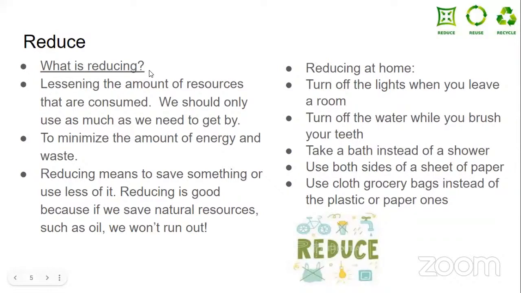So first is reduce. What is reducing actually? By the terminology, you must all be aware of what reducing is. It is lessening the amount of resources that are being consumed. Whatever the resource we require for any activity, whether domestic, industrial or administrative, it is to be reduced. We should only use as much as we require.